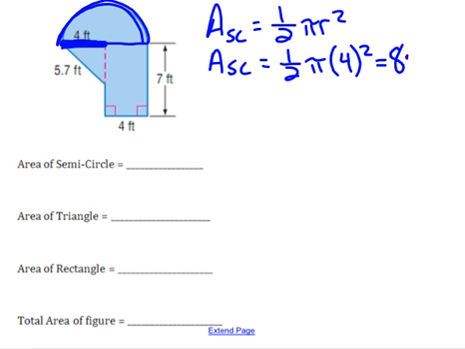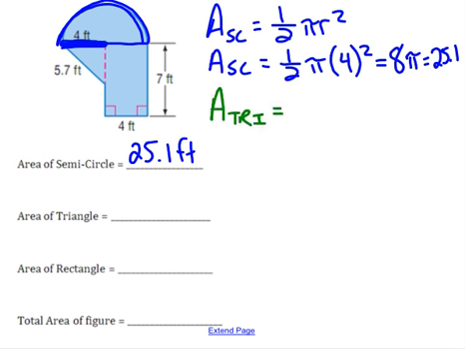You could leave it as 8 pi, but we're going to add things together, so 8 pi is equal to 25.1. So I come down here and write 25.1 feet. Then we have to do something else, and the next one is the triangle. We need to know that the area of a triangle is equal to base times height divided by 2.